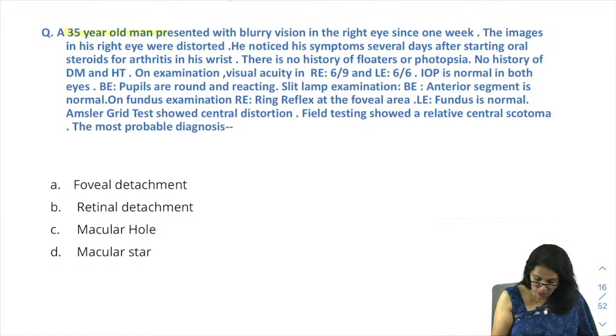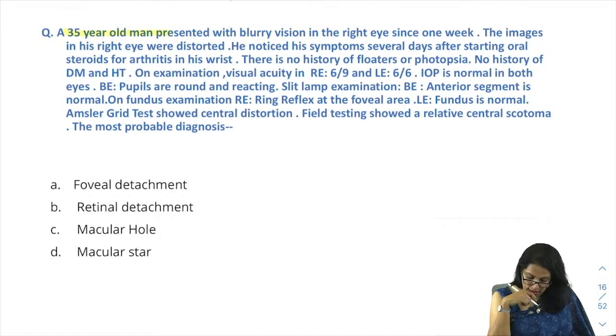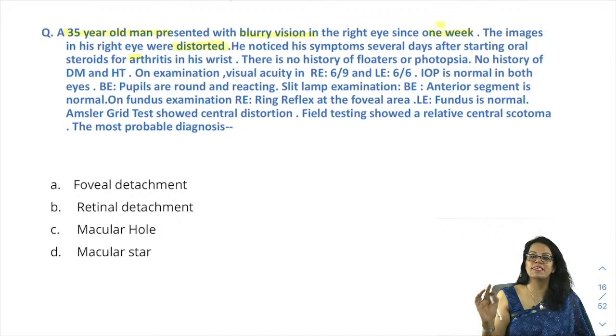So a 35-year-old man, okay. Always the age and gender is important. It gives you some idea. Blurry vision is the complaint since 1 week, only 1 week. The images in the right eye, so the problem is in the right, and images were distorted. What do you call distorted image? Metamorphopsia. Don't forget that. He noticed his symptoms several days after starting oral steroids for arthritis.